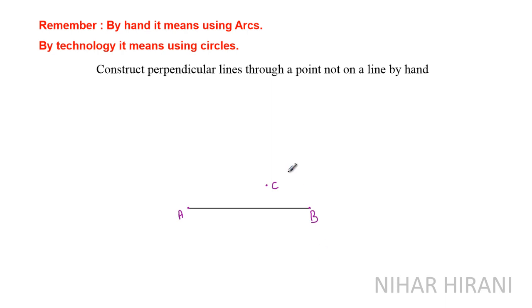Now there are some kids who find it really very confusing what is the meaning of by hand and what is the meaning of by technology. By technology it means you will be using more circles, and by hand it means you will be using arcs. So here it's very simple.